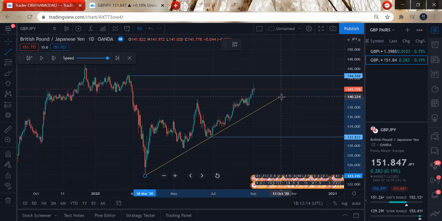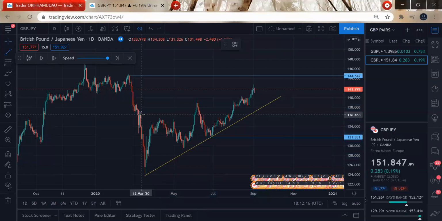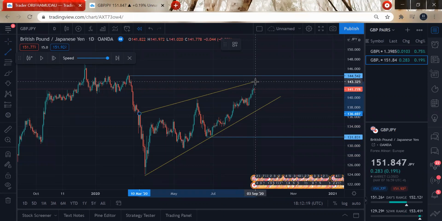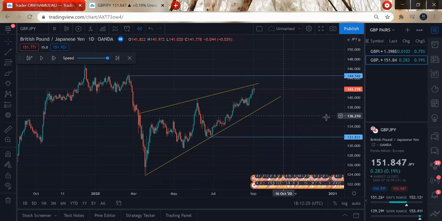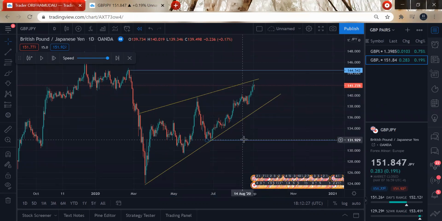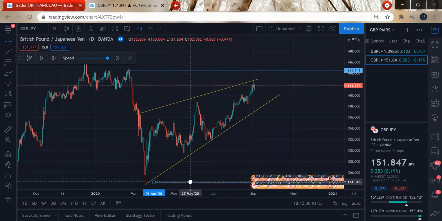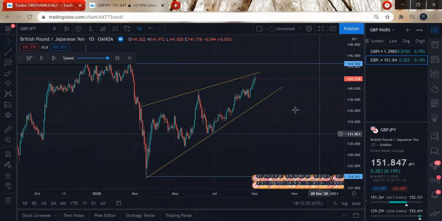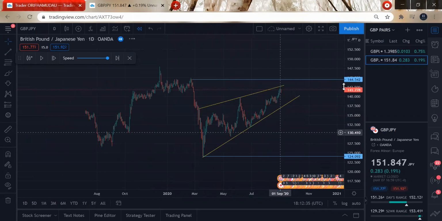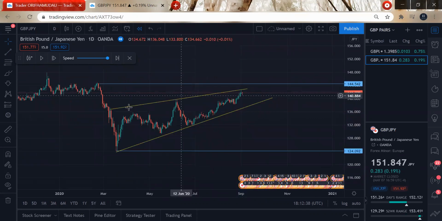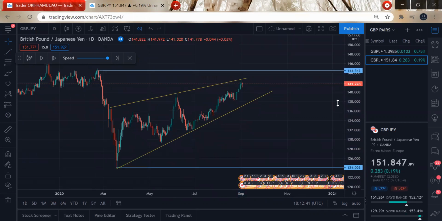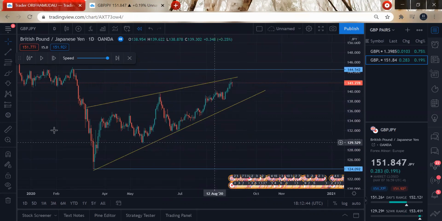So we just come here, connect our lowest points there, and then from here we connect our highest points. You see? So that's what we do. We connect our lowest points and our highest points. And then now, if you check, what kind of structure is this? You guys, you do know rising wedge, falling wedge, but for me, I see a rising wedge.